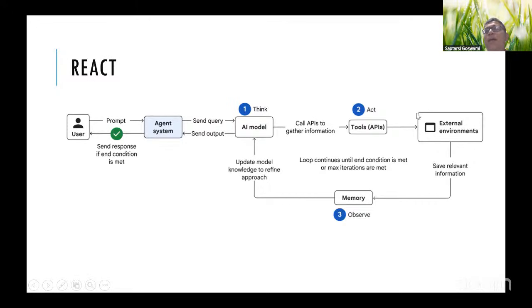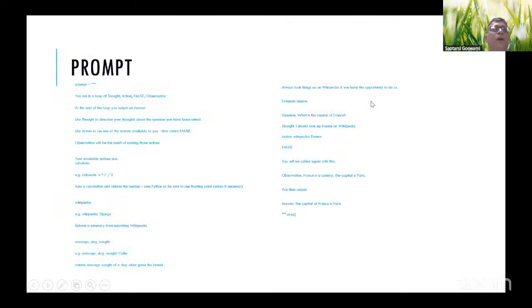So this is the act, okay? And then it goes to external memory. It saves relevant observation to memory. So the AI model can now observe, okay? And then you may go into this think, act, observe, or you can update the model's knowledge to define approach. And then you send output back to agent system, and then finally send response if end condition is met. Otherwise the agent may again decide to send query to AI model. I don't think this will be visible to you, but I just wanted to give you an idea.